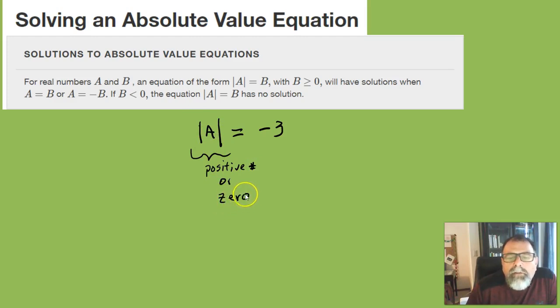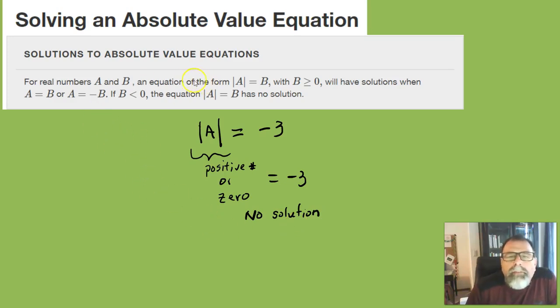So remember, a solution to an equation is what makes this statement a true statement. So when is a positive number equal to a negative number? And the answer is never. When is 0 equal to a negative number? And again, it's never. So this will have no solutions. So you can just stop, and if you get this situation, absolute value, doesn't matter what's inside, if it's equal to a negative number, there's no way that can ever be true. So the solution set's going to be empty, or you can say there's no solution.